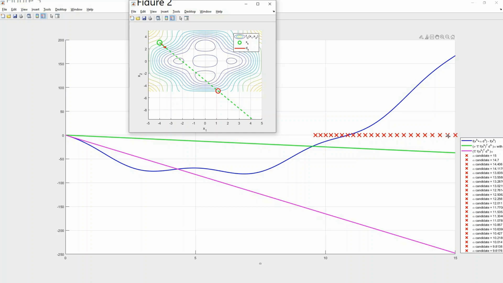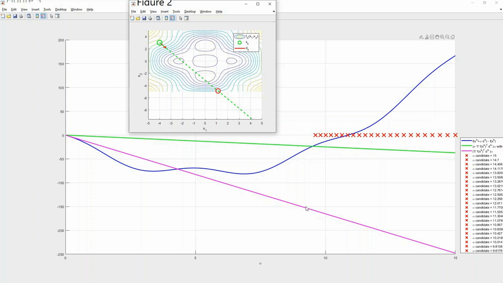So m is now equal to 1, and this is the situation. Here's the new step size. The new alpha candidate is 14.7, and we check again: is the blue underneath the green? No. So we keep going, no, no, no, and eventually you see that here the blue does become less than the green, so we exit out of the algorithm. So this is one step of the Armijo rule.